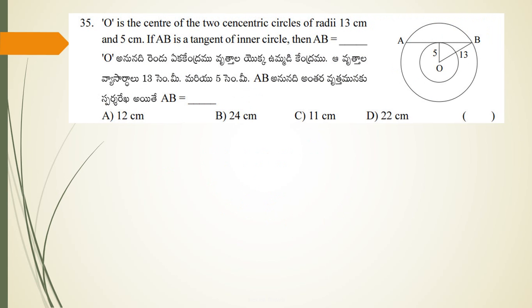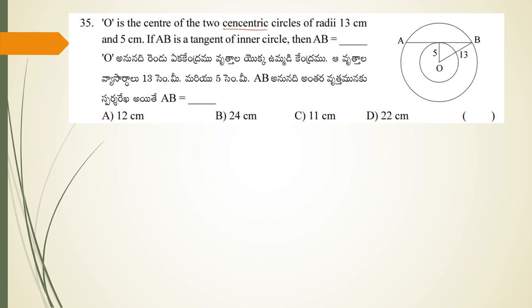Next, moving on to question number 35. Here if you observe, there are two circles with the same center. Such circles are called concentric circles, and he has given that the bigger circle has radius 13 centimeters and the smaller circle has radius 5 centimeters. Now AB is acting as a tangent to the smaller circle and a chord for the bigger circle.